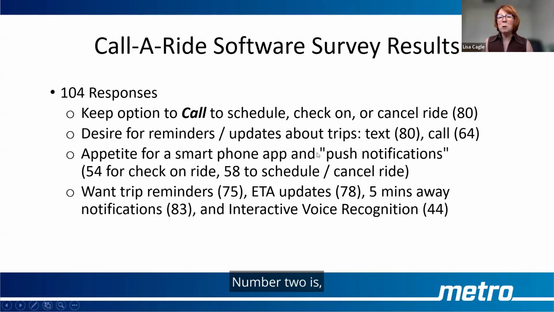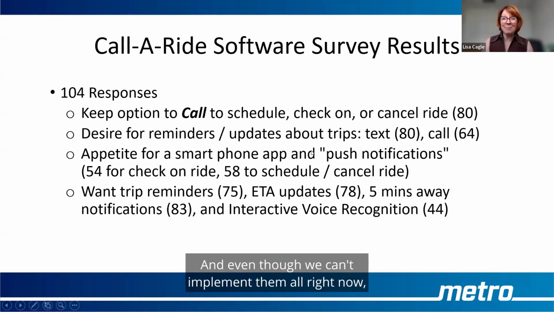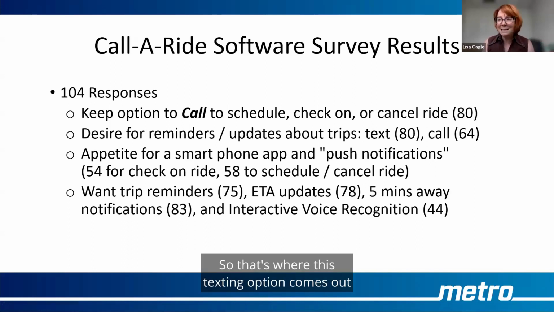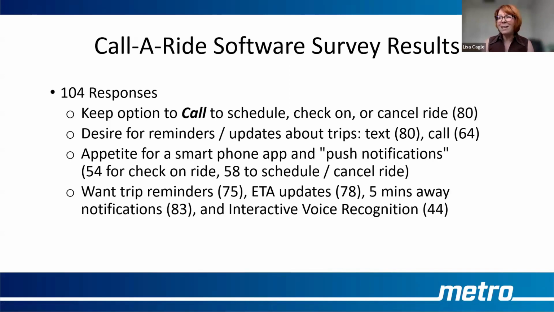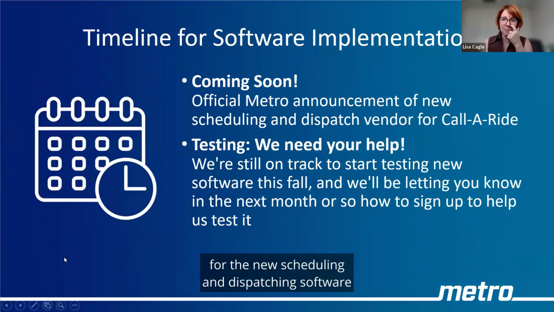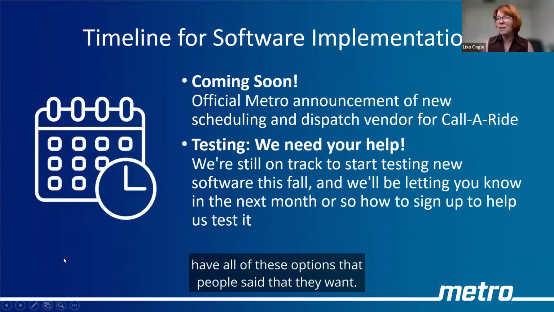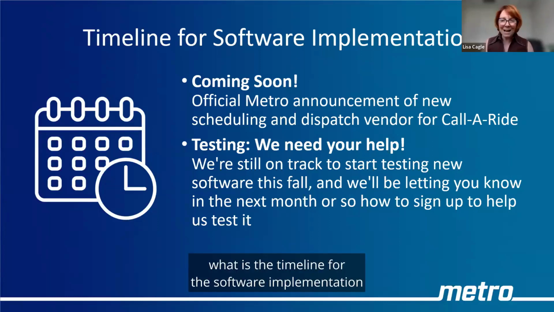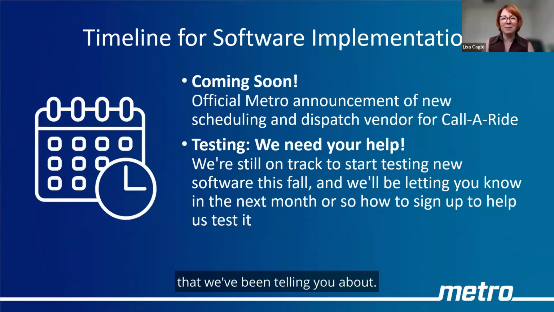Number two is you told us some of the things that you want, and even though we can't implement them all right now, we can gradually add some of them. So that's where this texting option comes out on August 19th. And number three, all of these things that you said you wanted, our top 2 finalists for the new scheduling and dispatching software have all of these options that people said that they want. So this is all things that we can do going forward, which leads me to say, what is the timeline for the software implementation that we've been telling you about?